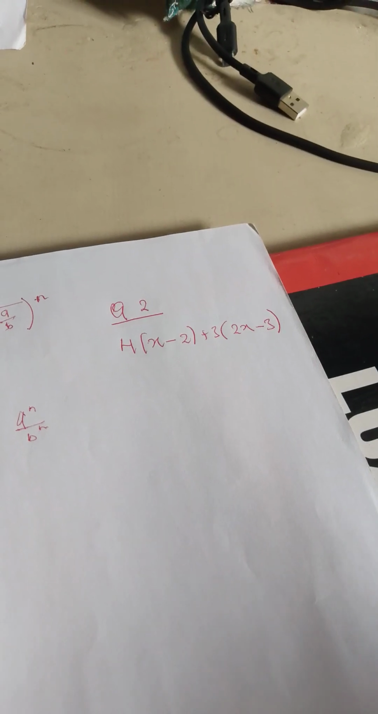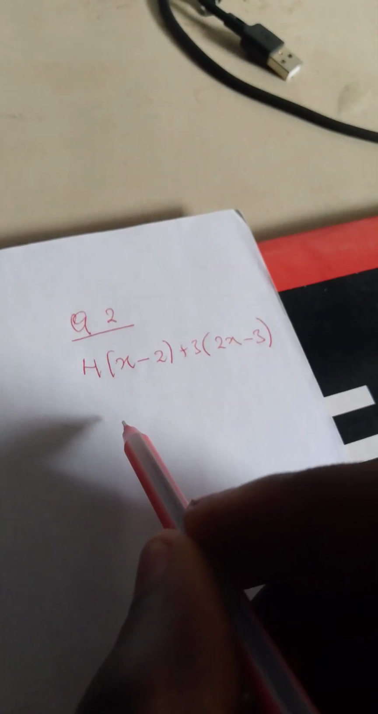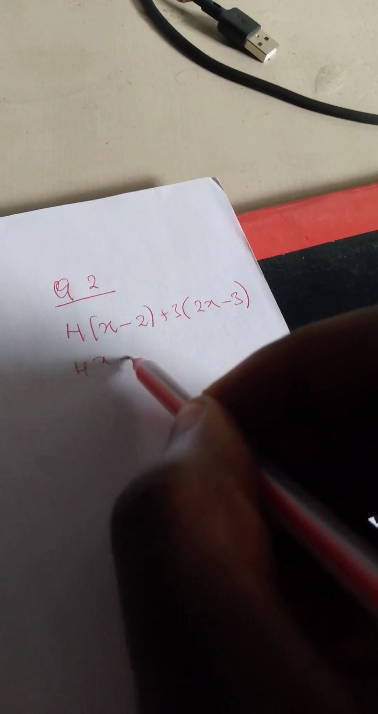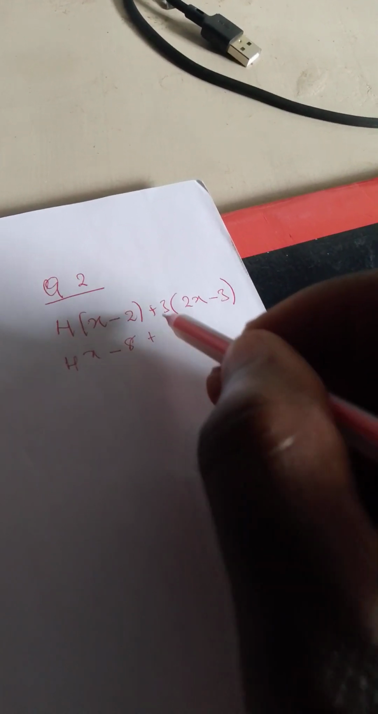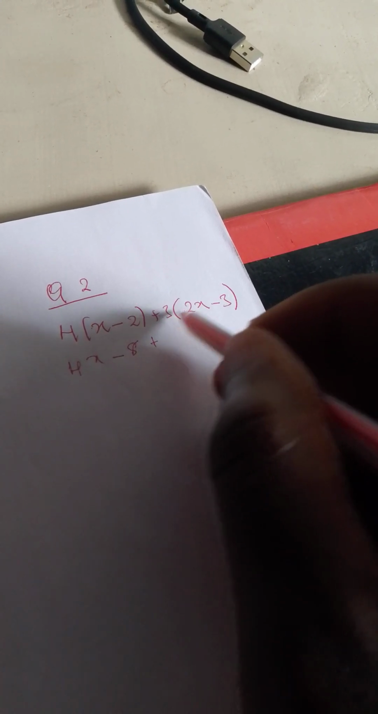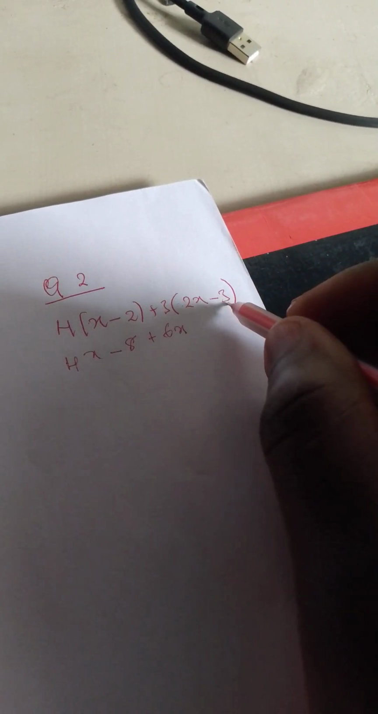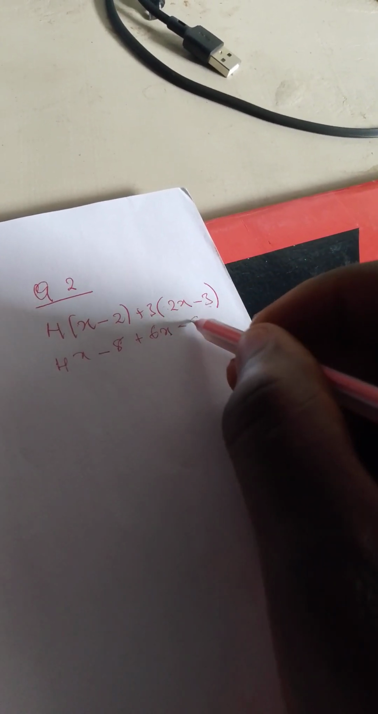So what does this tell you? Remember, whatever is closest to the brackets, we distribute it inside. So 4 times x is 4x, then 4 times negative 2 is negative 8. Then 3 times 2x is 6x. Then 3 times negative 3, positive times negative, is negative, 3 times 3 is 9.